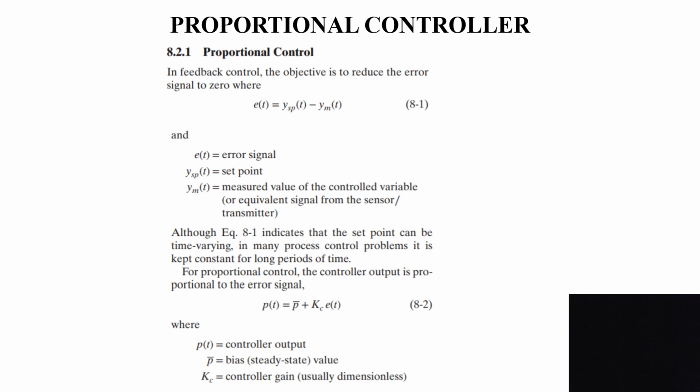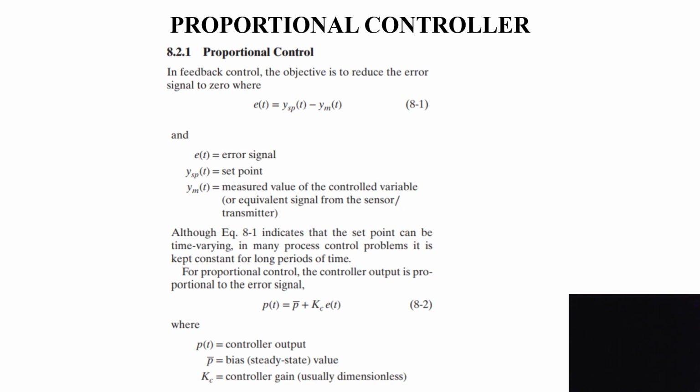So what is a proportional control? From the word itself, it is very clear that the output is proportional to the input signal. The output is your control signal and your input is an error signal. Error is the set point minus the measured variable. For proportional control, the control signal is proportional to the error signal.